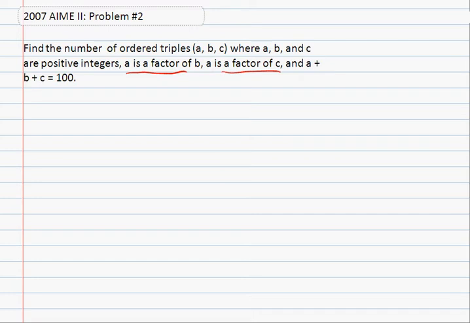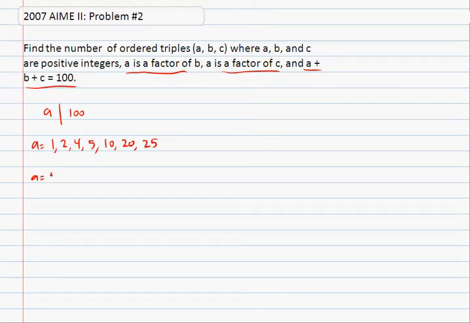And since A plus B plus C is equal to 100, that means that A can be factored out from the left-hand side, which means that A must be a divisor of 100. So that means A has to equal 1, 2, 4, 5, 10, 20, or 25.